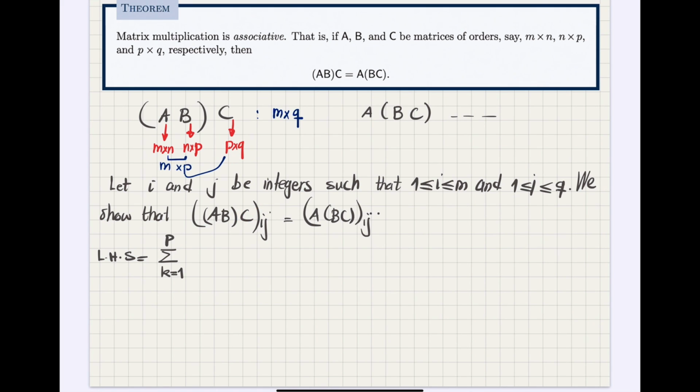So it goes up to P, and then the first matrix, which is the AB matrix, starts with I and ends with K. The next matrix starts with K and ends with J. But now I have another product to take care of. So I have to write this sigma, K goes from 1 to P. If you don't mind, let me put a pair of brackets here and then C, K, J.